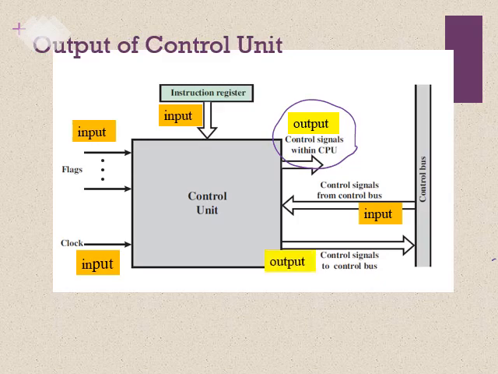The second output is the control signals to the control bus, outside from the control unit to the control bus. This second output also has two types. First is the control signals to the memory, the one you always see in the fetch cycle and the other cycles. And the next type is the control signals to the I/O modules.